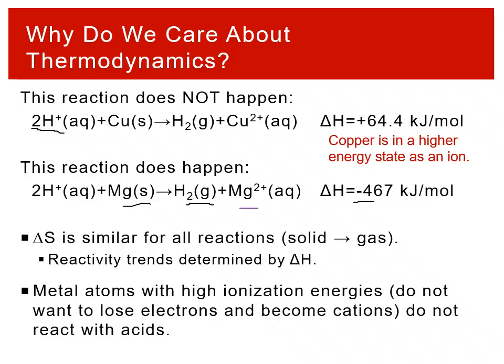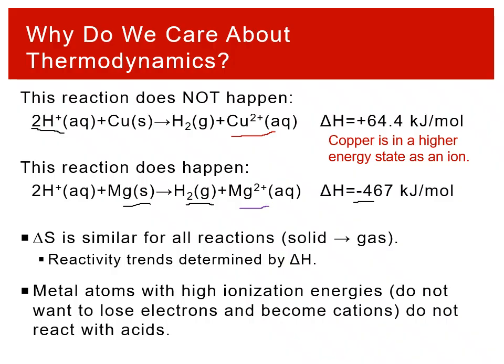Magnesium as a cation isn't that unstable. Magnesium has a relatively low ionization energy. Copper, on the other hand, has a really high ionization energy. It is really hard to remove electrons from copper atoms because it's really stable to have a full set of electrons around a copper atom.